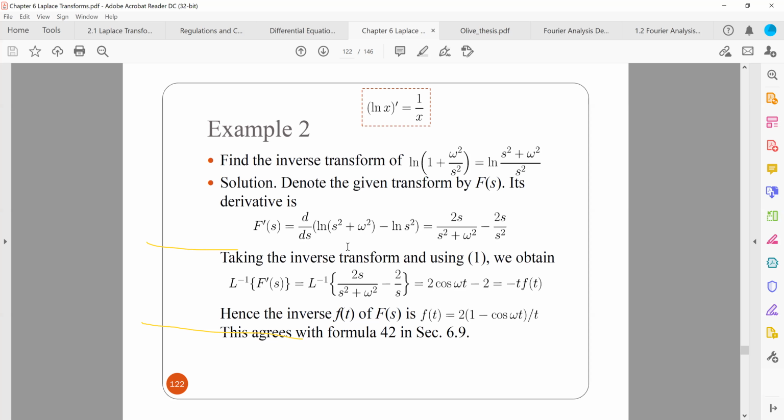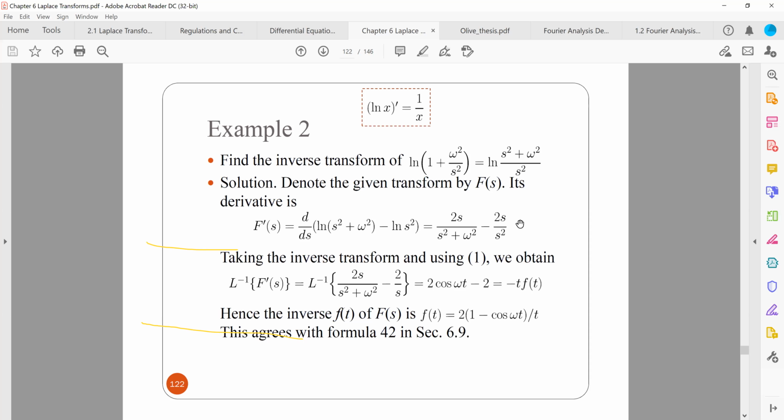first of all, 1 over x in this case is going to be 1 over s squared plus omega squared. But you remember, because we have s squared inside the brackets, we also have to differentiate it. So we end up with 2s in the numerator. So you'll end up with 2s over s squared plus omega squared. And then for this one, you'll end up with 1 over s squared times 2s. So you end up with 2s over s squared.